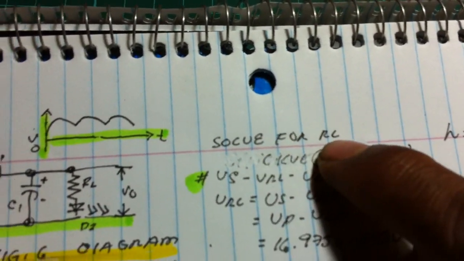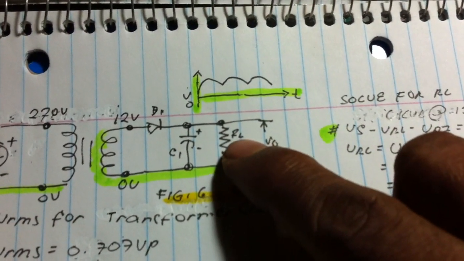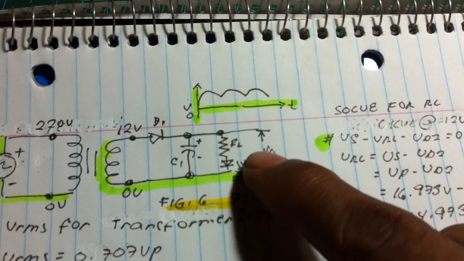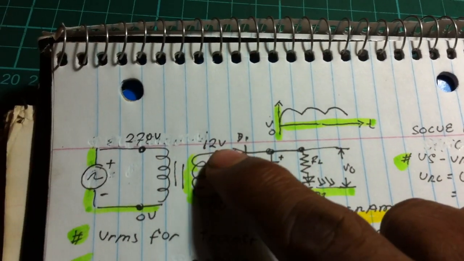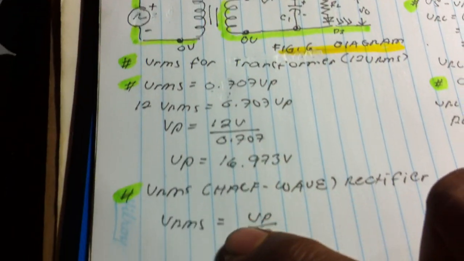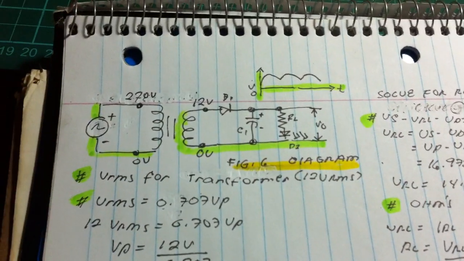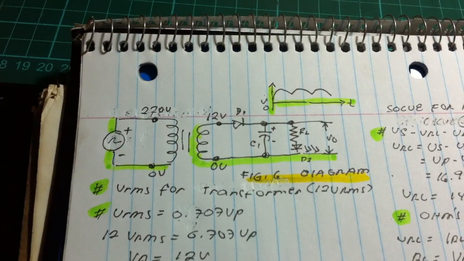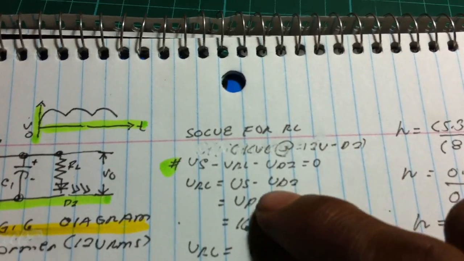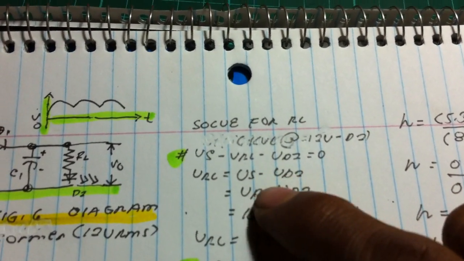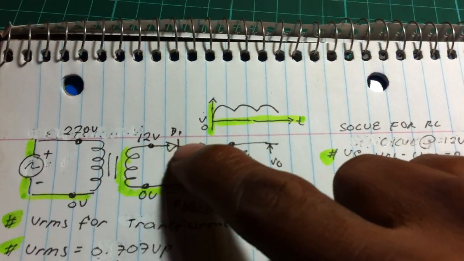We're going to solve now for RL using KVL. So we need a voltage source. What do you think is the voltage source to be used? Is it the 12 volts VRMS or the voltage peak? Always, as I've said, we are now going to use the voltage peak. Always use voltage peak in the calculation. That is the input voltage.